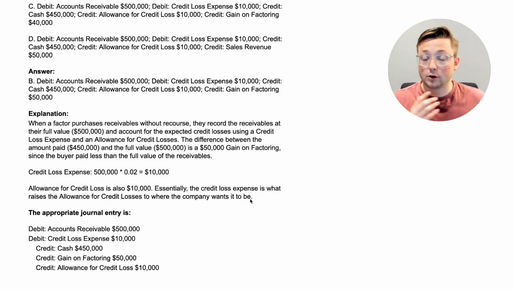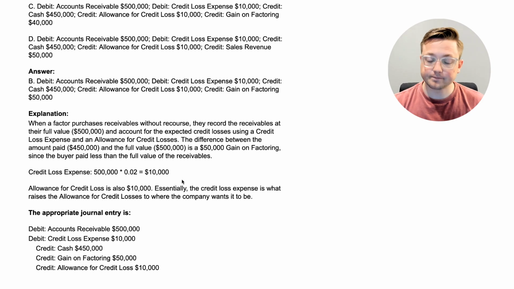In this case, the credit loss expense is the debit, or kind of like the bad debt expense, and the allowance for credit losses is kind of like the allowance for doubtful accounts. That's the credit. So you have to take into account how much they're expecting will not be collected.